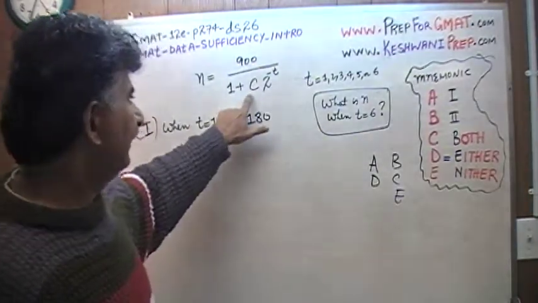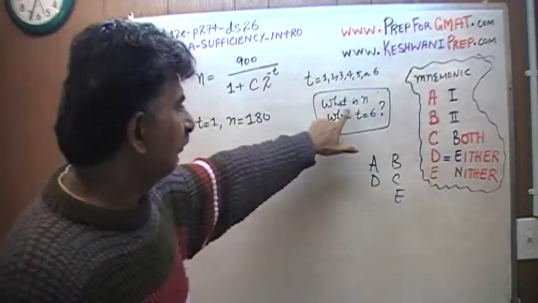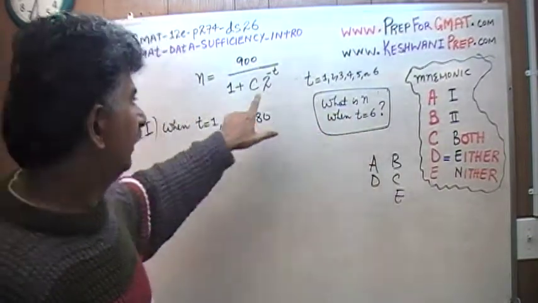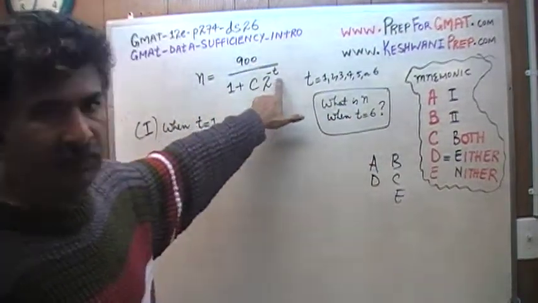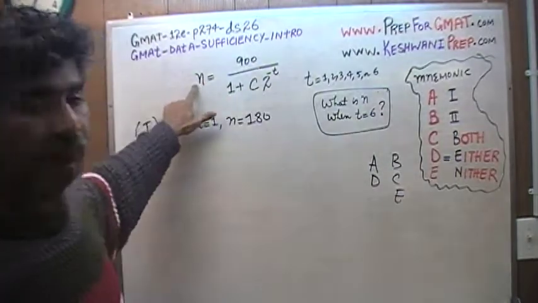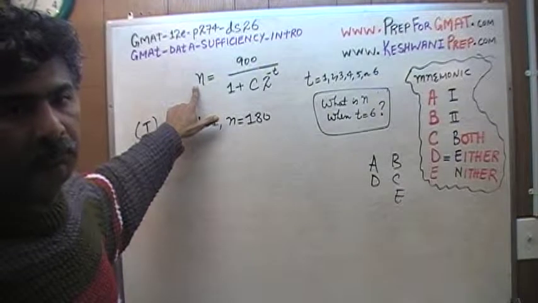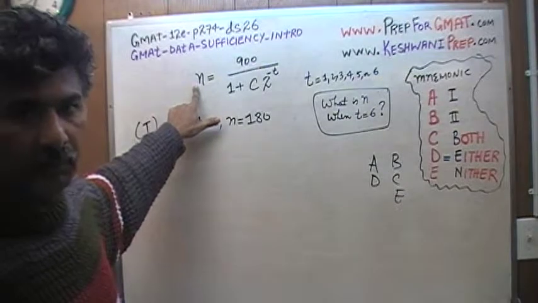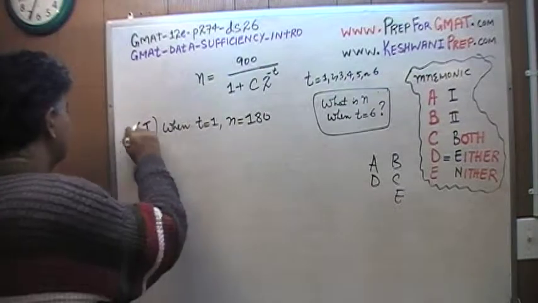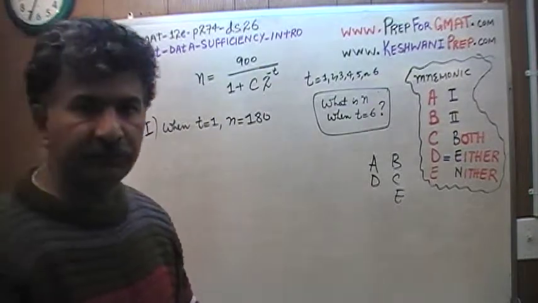Once I know how much c is, we can produce. The question is: what is the number of units they're going to produce in the 6th month? We know the value of c. We can put in 6 for t, for time, and we can figure out how many units they will produce in the 6th month. That's all. So the first statement as it stands is enough.